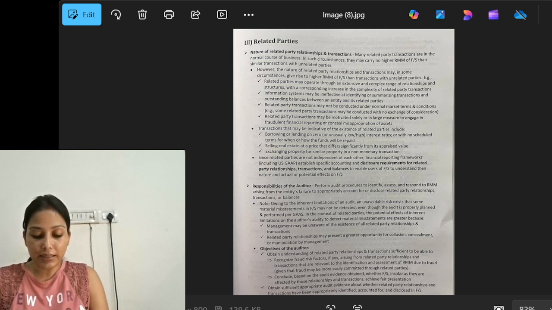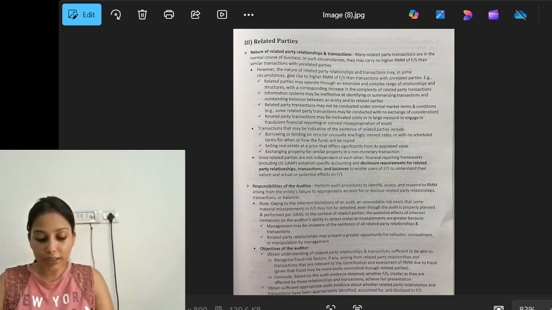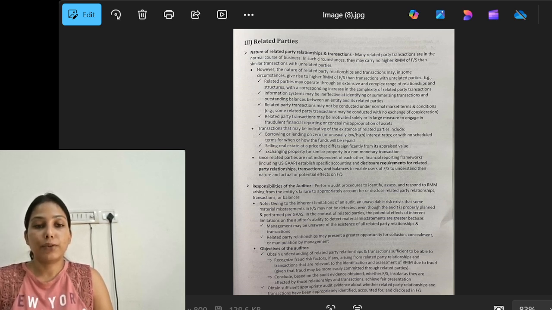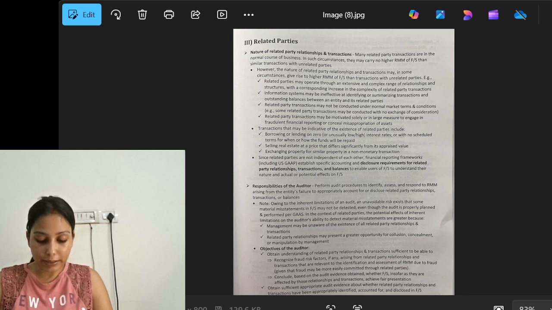Similarly, transactions that may be indicative of the existence of a related party include borrowing or lending at zero, low, or high interest rates, or with no scheduled terms for when or how the funds will be repaid; selling real estate at a price that differs significantly from the appraised value; and exchanging property for similar property in non-monetary transactions. So these are only a few examples of transactions that can happen with related parties.